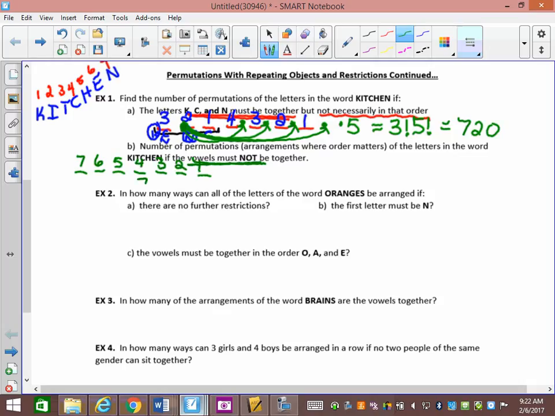Which is just 7 factorial, right? Do you agree? So that's the total maximum ways I could rearrange kitchen and make new words, right?